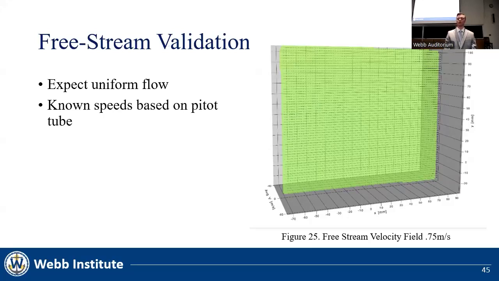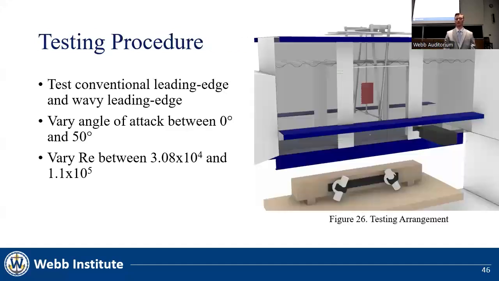The easiest way to do this was to observe the flow channel without the apparatus and model. The flow should be parallel, and we should observe the expected speeds. The figure on the right is an example of one of our free stream velocity field results. As you can see, the flow is uniform. The speed was also close to the expected value based on data from the pitot tube. This does not necessarily validate all of our results, but acts more as a form of sanity check.